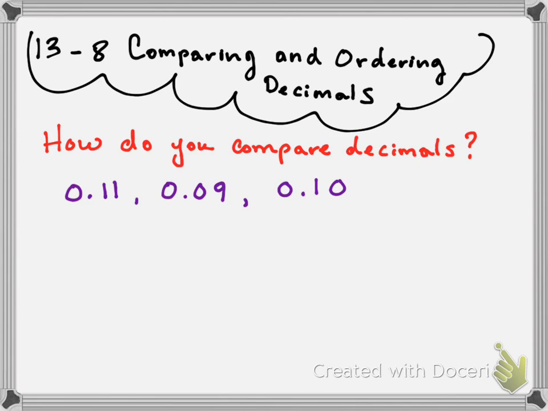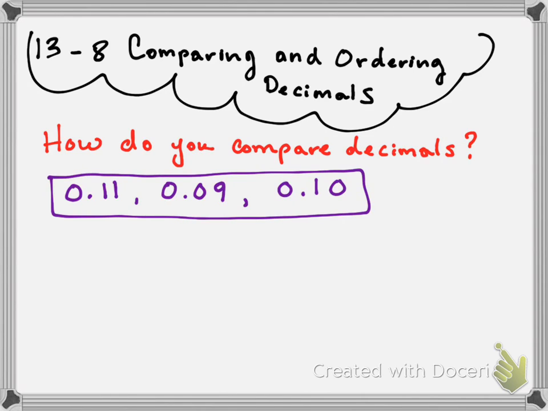Next lesson tonight would be on 13-8, comparing and ordering decimals. How do you compare decimals? Well, let's look at these three decimals right here. We have 11 hundredths, 9 tenths, and 10 hundredths, or we could say 1/10. We need to put these in order. We're going to put them from least to greatest.